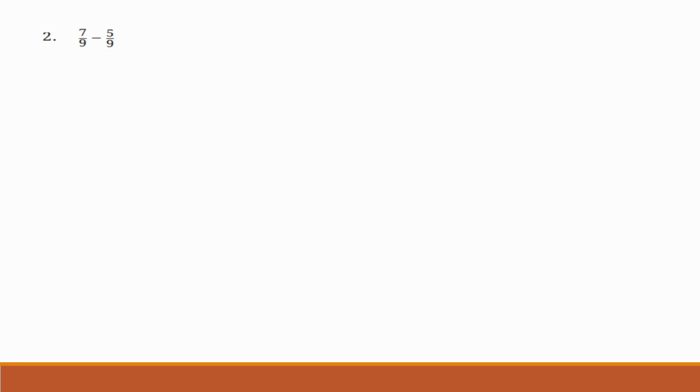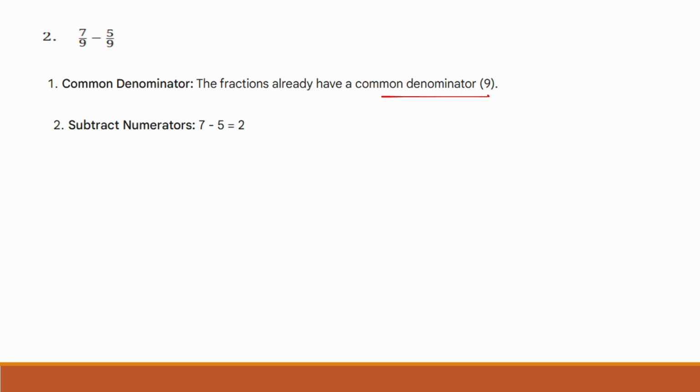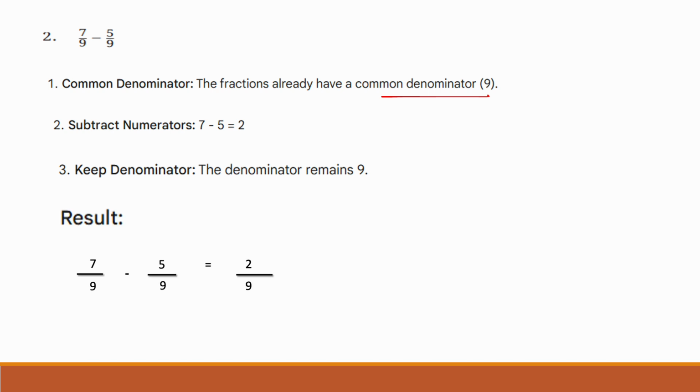Next one, 7 by 9 minus 5 by 9. First, common denominator. The fractions already have common denominator 9. Then subtract the numerators. 7 minus 5 is 2. Then keep the denominator the same. Denominator remains 9. Then what's the result? 7 by 9 minus 5 by 9 is equal to 2 by 9. We cannot simplify further. So the answer is 2 by 9.